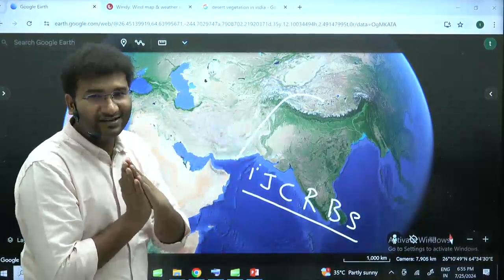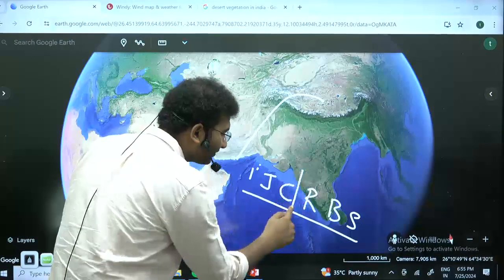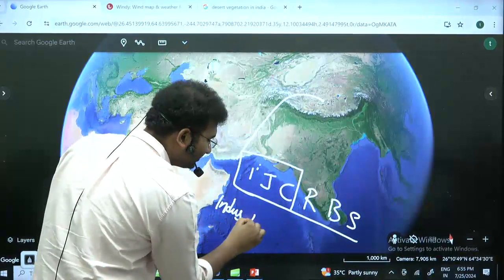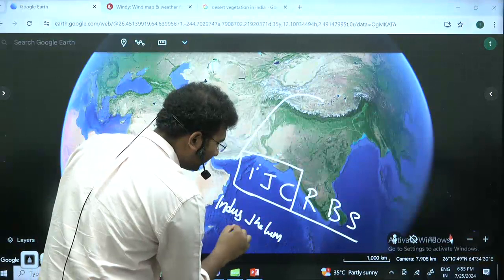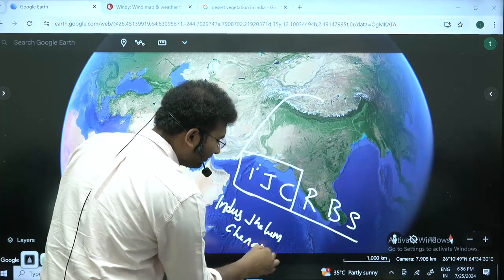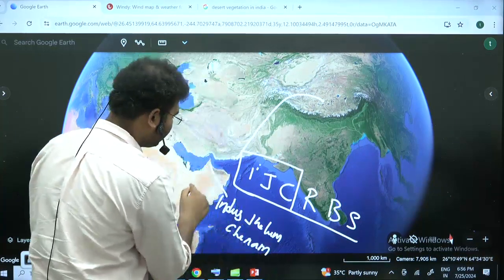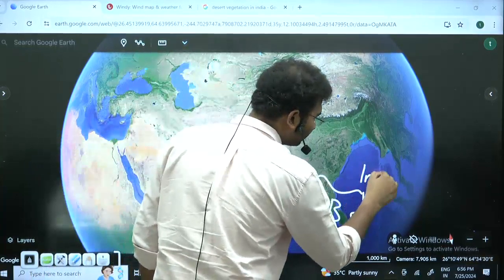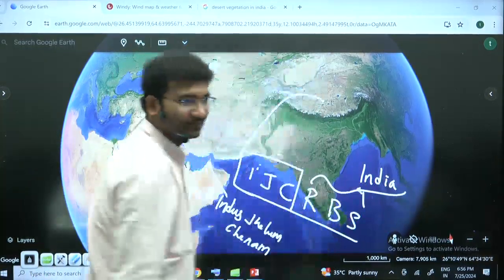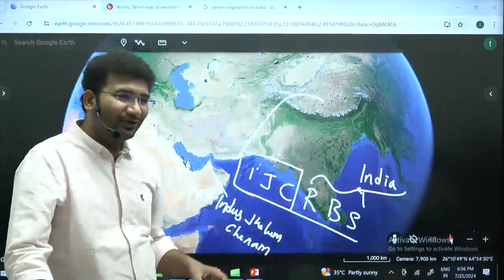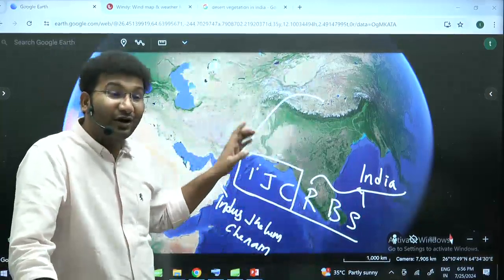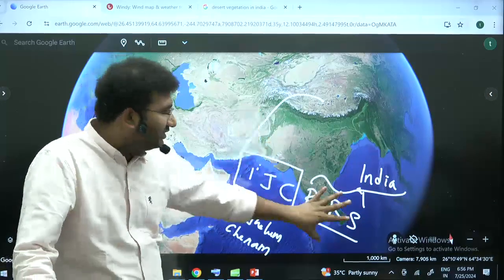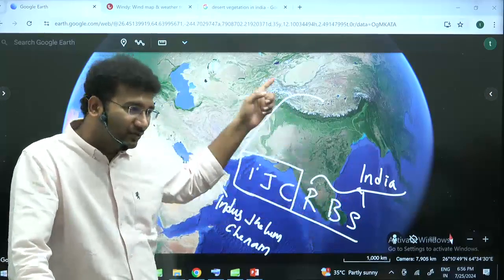Now we made a treaty. The treaty says that the water of these 3 rivers, that is Indus, Jhelum and Chenab, will be given to Pakistan, and the water of these 3 rivers will be given to India. But we are not allowed to stop the water. These rivers belong to Pakistan and these rivers belong to India, though Indus goes through India itself.